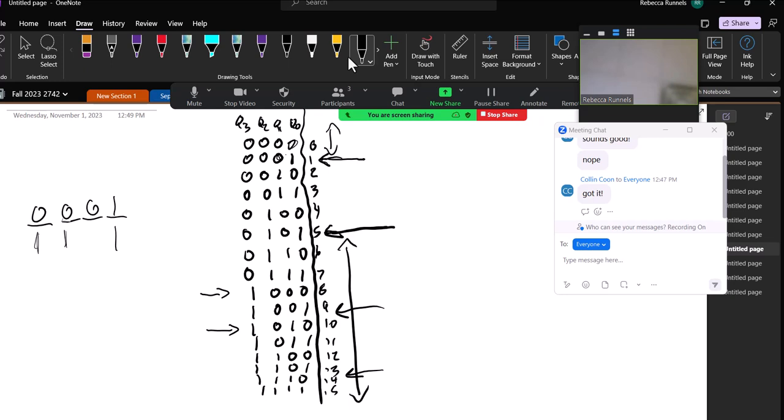So any of the numbers in this part or this part, do any of those numbers other than 1 have 0 for Q3, 0 for Q2, and 1 for Q1? It doesn't look like it.